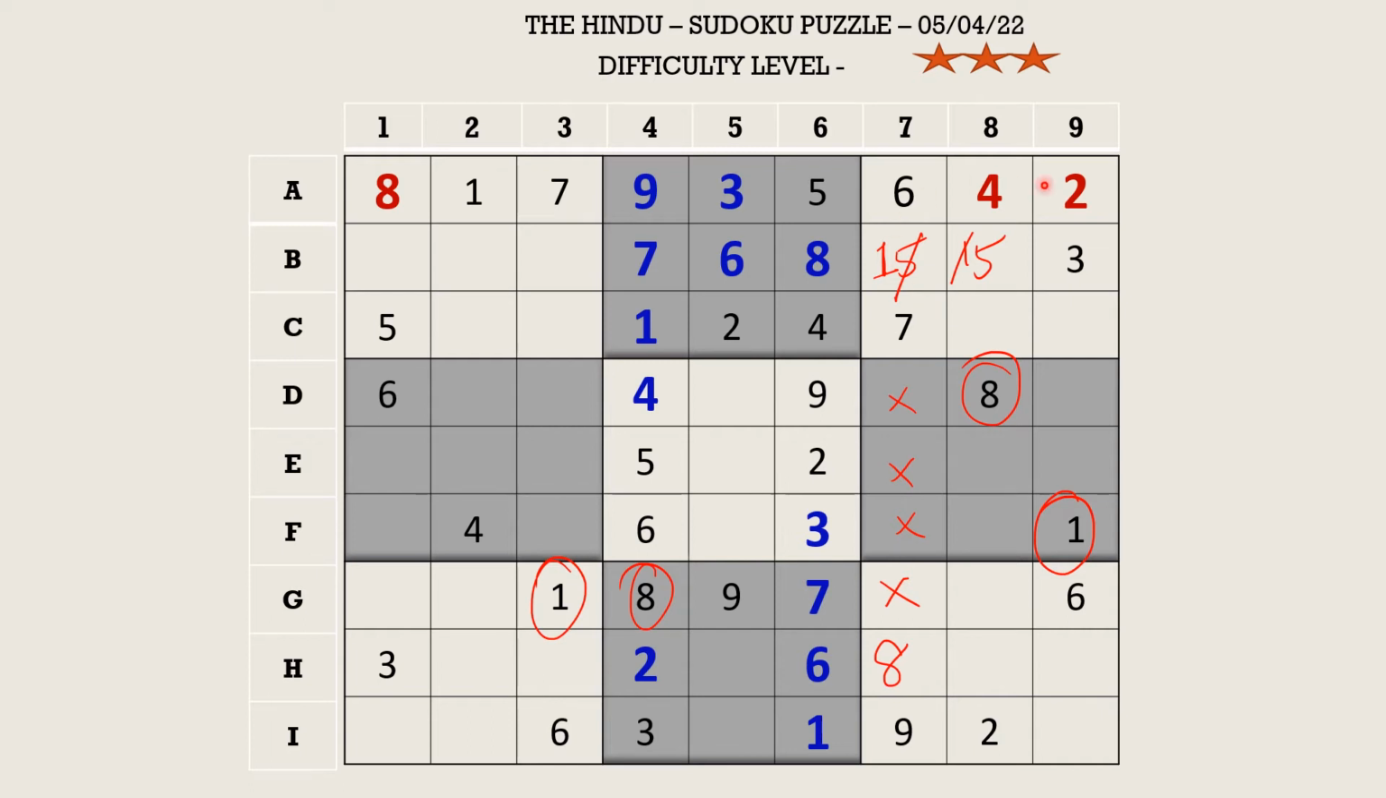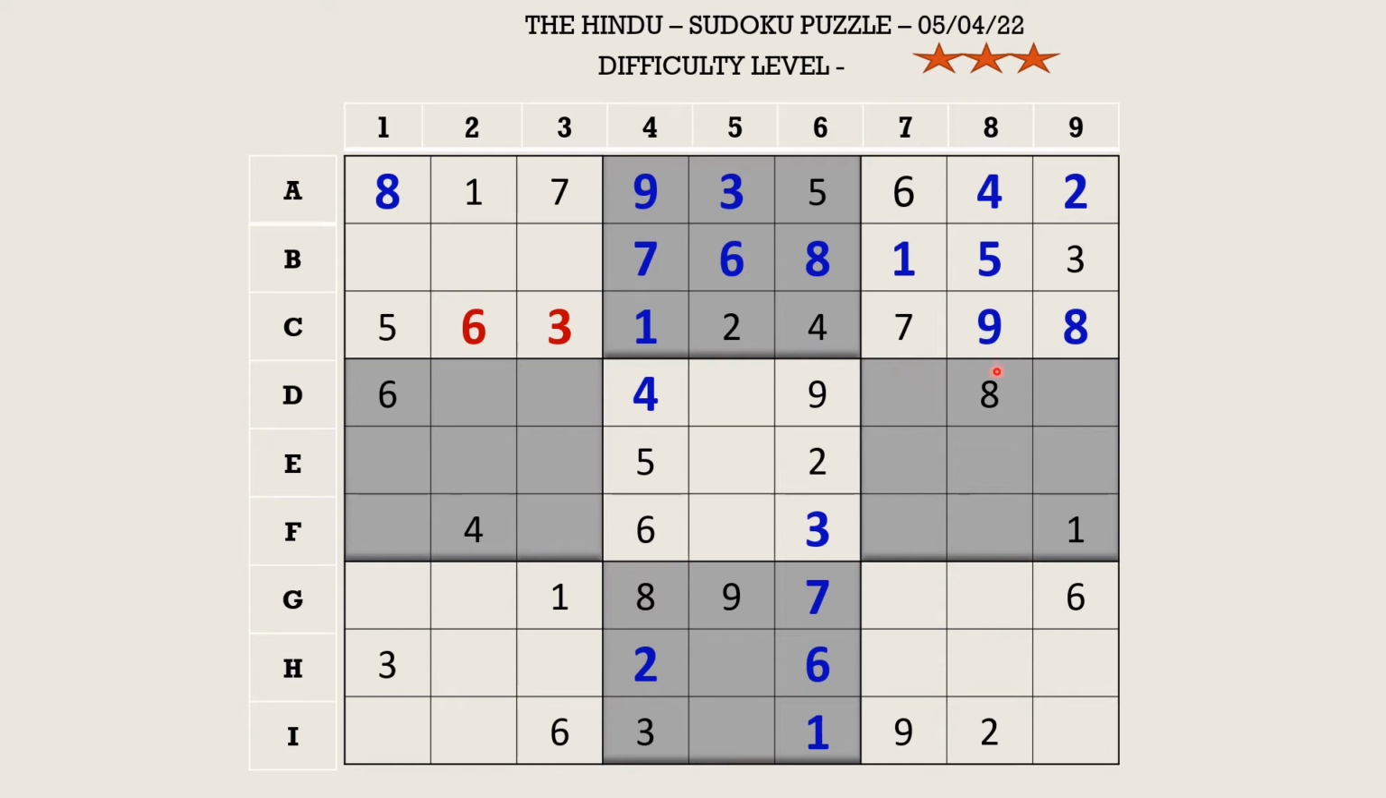Now in this block 3, there are only 2 missing numbers. The numbers are 8 and 9. There is 8 here. So C9 takes 8 and C8 takes 9. In C row, there are 2 empty cells and the missing numbers are 3 and 6. There is a 6 here in column 3 blocking. So C2 takes 6 and C3 takes 3.